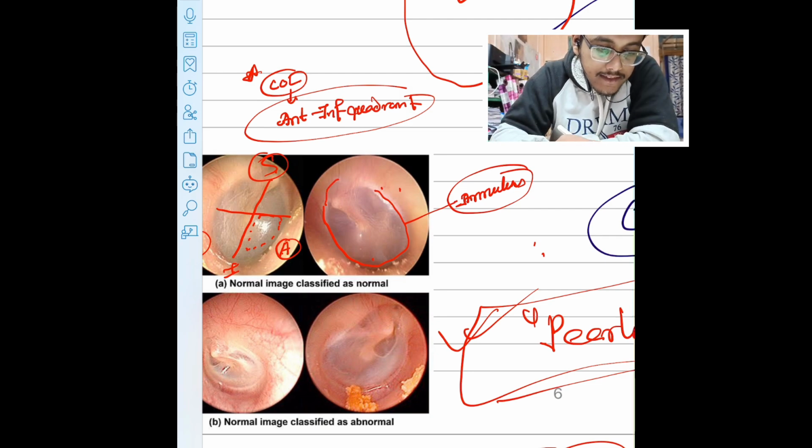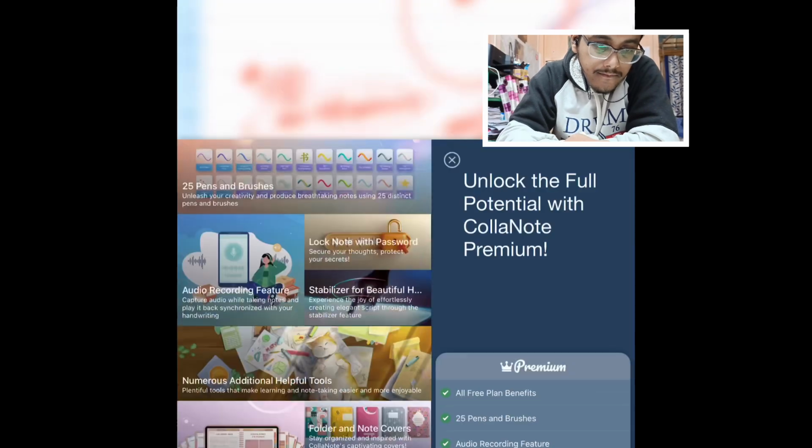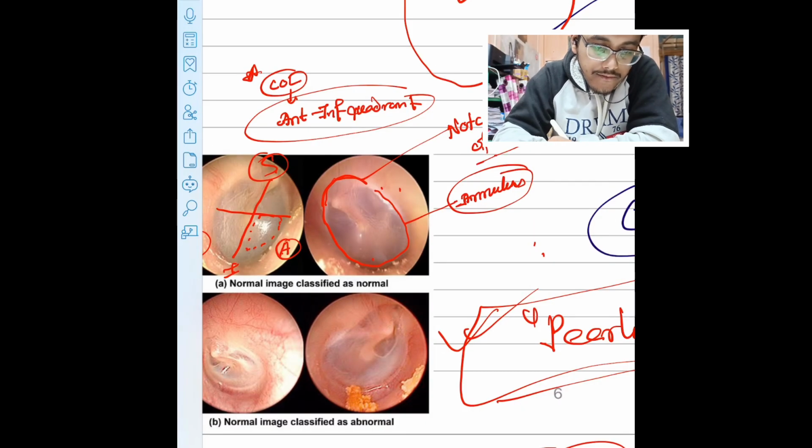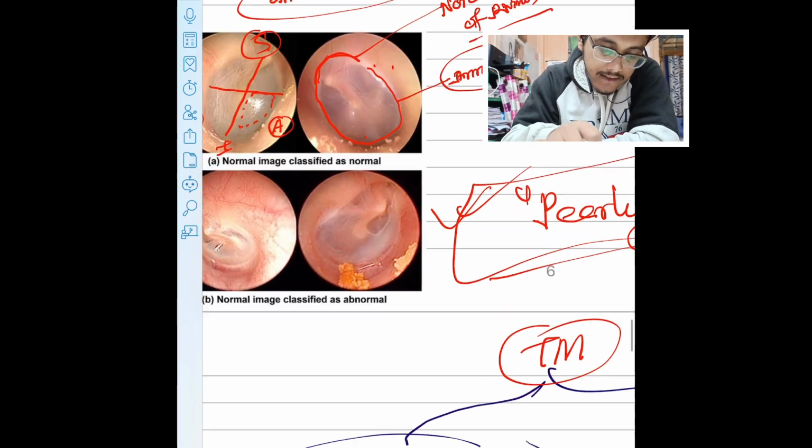And this pars flaccida is attached in a bony notch called the notch of Rivinus. This is clear.